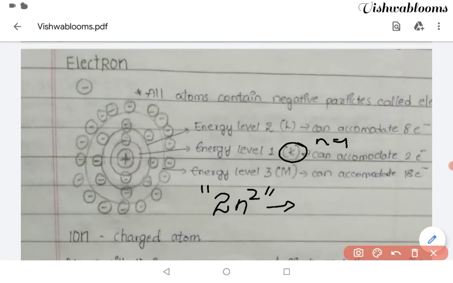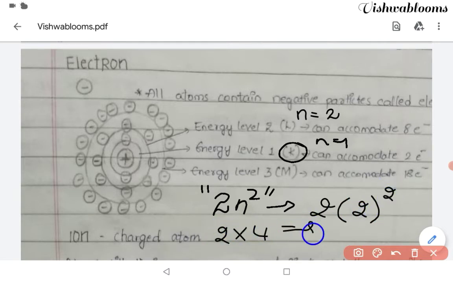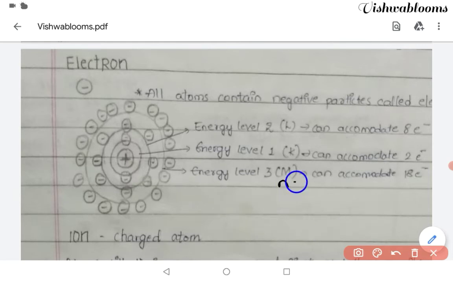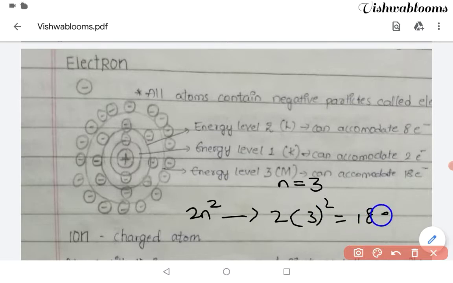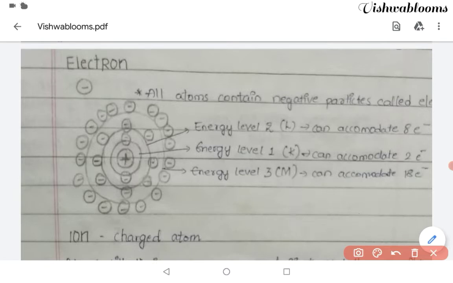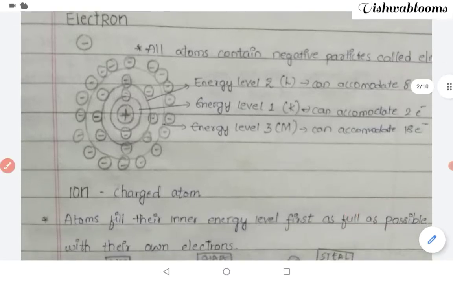Now, moving forward with the L shell, here n is 2. Now, 2 into 2 square, what is it? 2 into 4, which is nothing but 8 electrons. So in the second shell, we have 8 electrons. And moving on to the third shell, here n is equal to 3. Putting it in the 2n square formula, 2 into 3 square. Now 2 into 9 is 18. So 18 electrons can be accommodated in the M shell, or the third shell. Clear? Now this is about electrons.